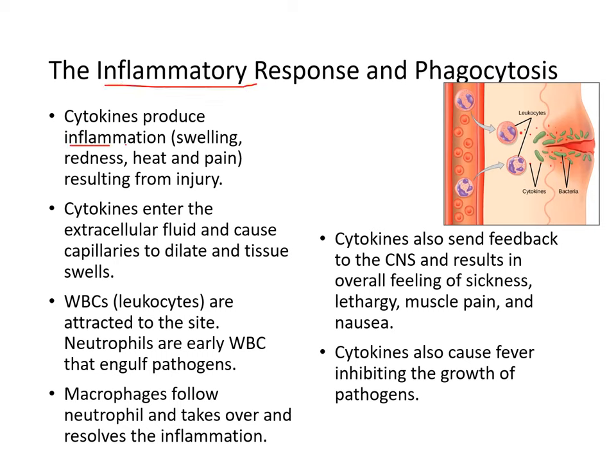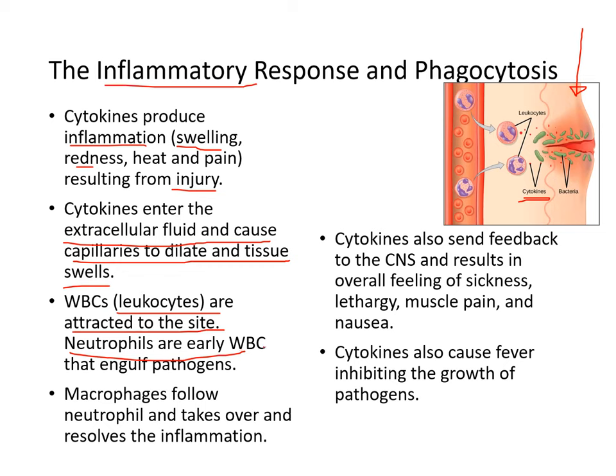Cytokines produce inflammation, which causes swelling, redness, heat, and pain resulting from the injury. So that's what's happening here. Here are the cytokines. Cytokines also enter the extracellular fluid and cause the capillaries to dilate and tissue to swell. So this is why when you get an injury, your tissue swells up. And WBC, leukocytes, white blood cells, are then attracted to the injury site.